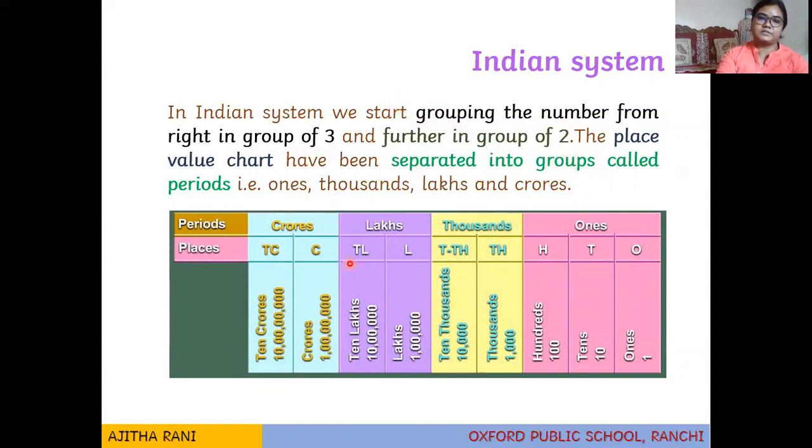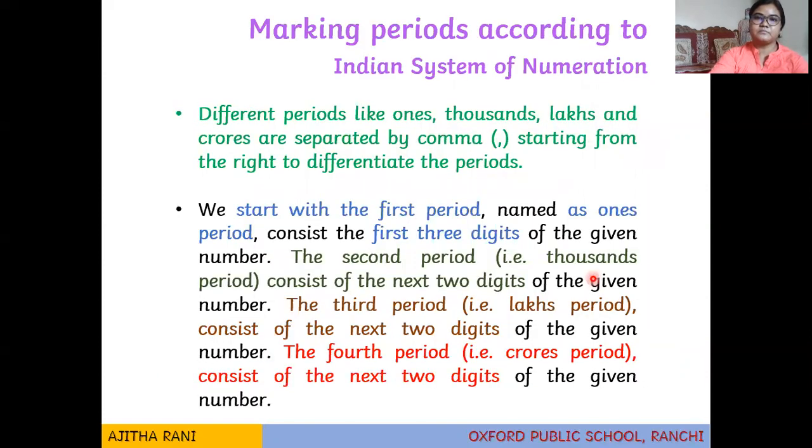So let us see the use of the place value chart to read and write any large number. Now, making periods according to the Indian system of numeration. Different periods like ones, thousands, lakhs and crores are separated by a comma, or we can also give some space between the periods, and it should start from the right hand side to differentiate the periods. We start with the first period named the ones period, that consists of the first 3 digits. The second period, that is thousands, consists of 2 digits. Similarly, lakhs and crores again consist of 2 digits.